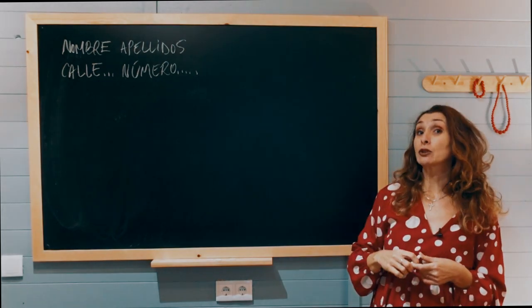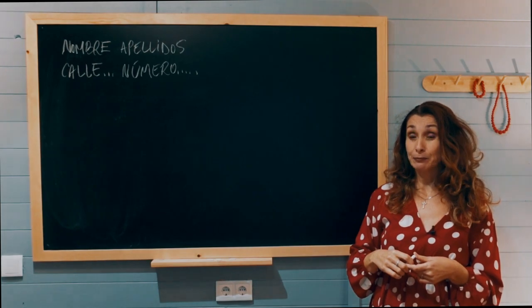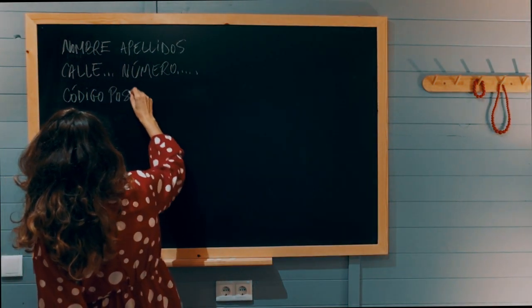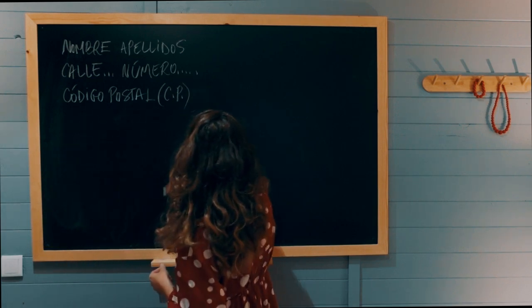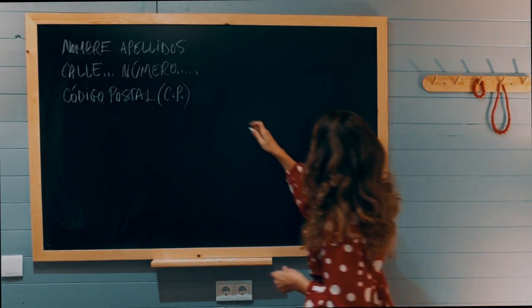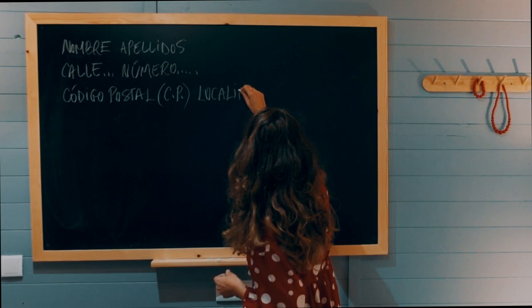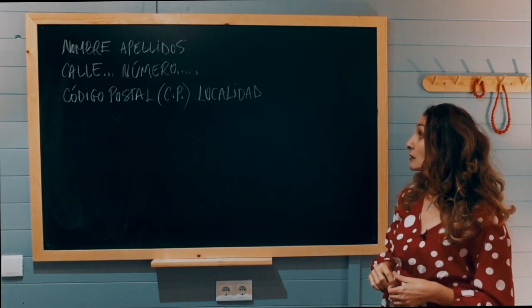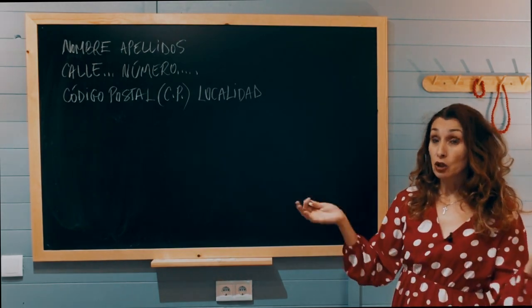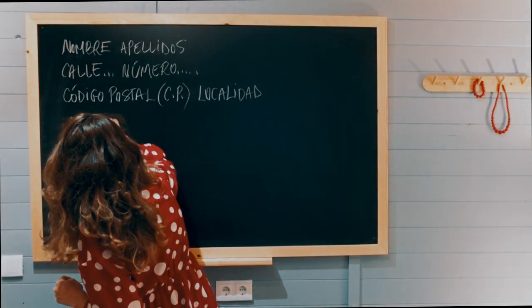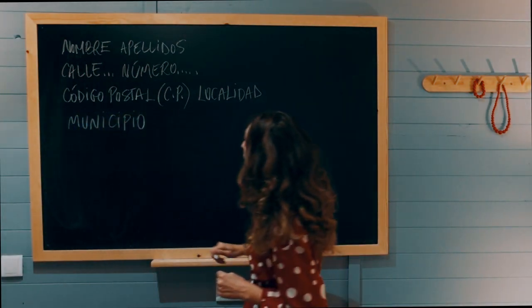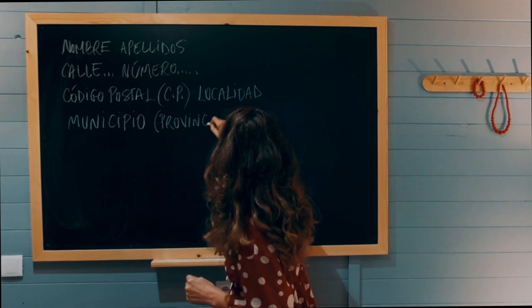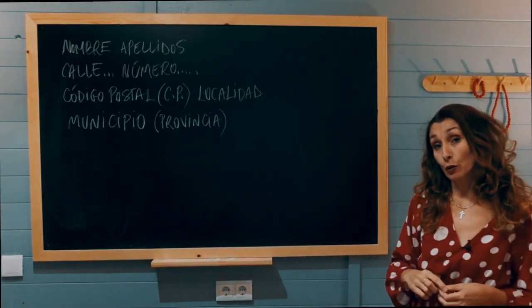Good. After the street, we have to give the zip code or the post code. In Spanish, it's código postal, sometimes abbreviated CP, okay? And of course, the name of the town in Spanish, localidad, okay? The town, the village, city. Now, this town will be part of a sometimes larger municipality, okay? So maybe you will have to specify which municipality it is, and sometimes, not always, also which province this municipality belongs to, okay?